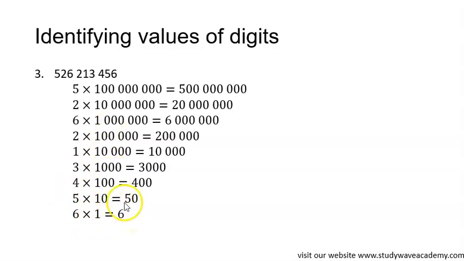So we have identified the values of each of these digits, right? So when you add all these values together, you're going to have 526,213,456. Okay, do you understand that? So we can now identify the values of digits, right?